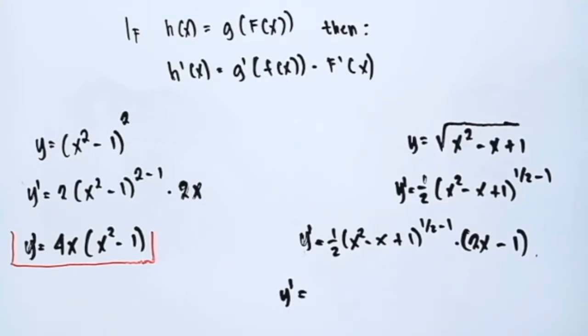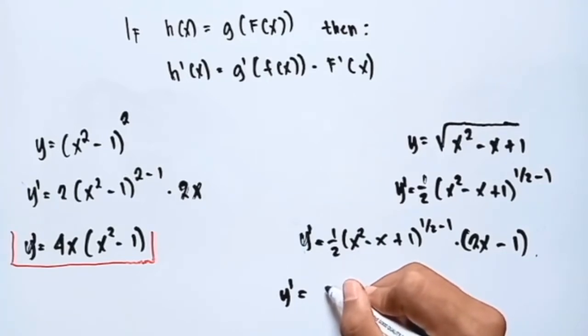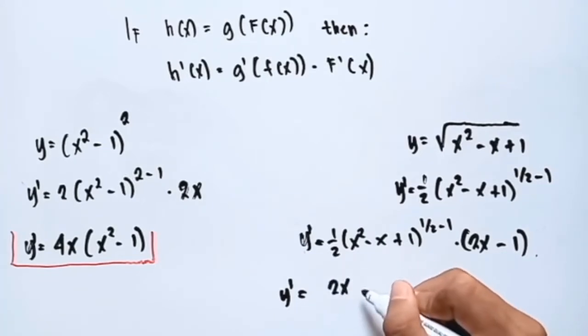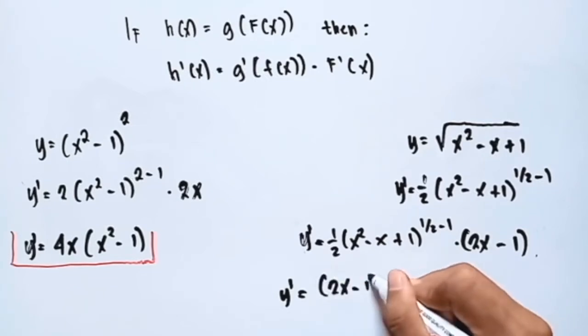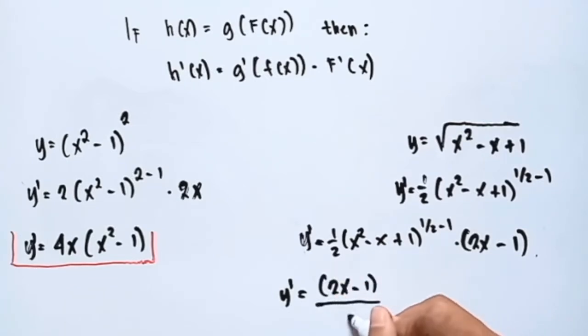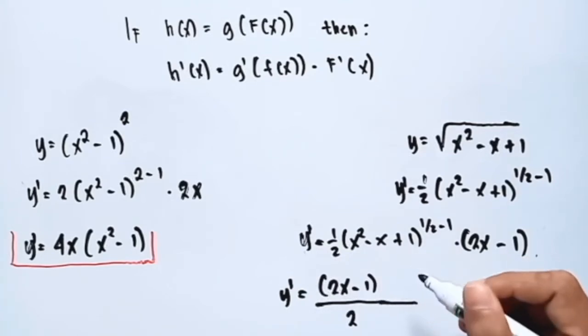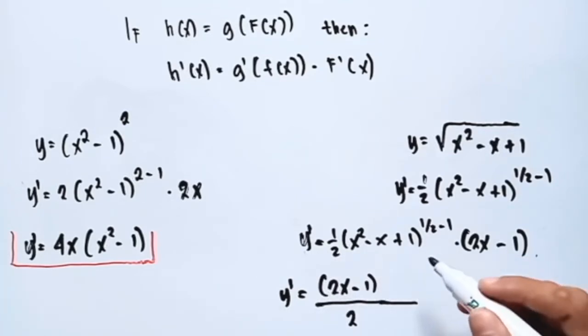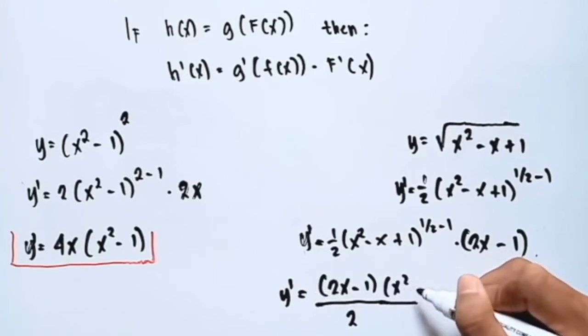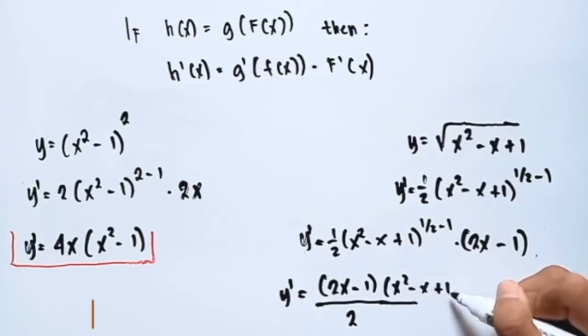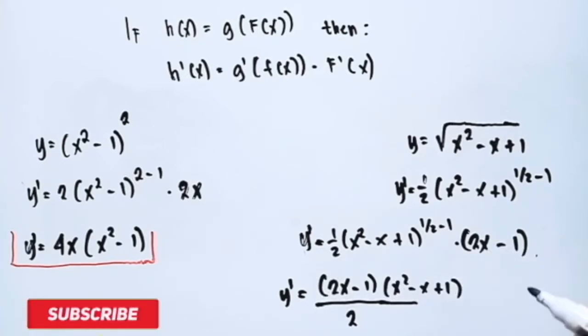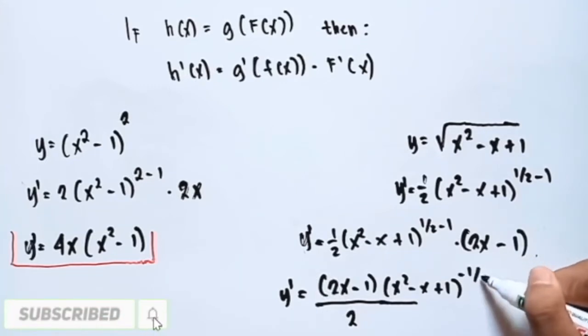1 half times 2x minus 1, which is 2x minus 1 over 2, times x squared minus x plus 1 raised to 1 half minus 1, which is negative 1 half.